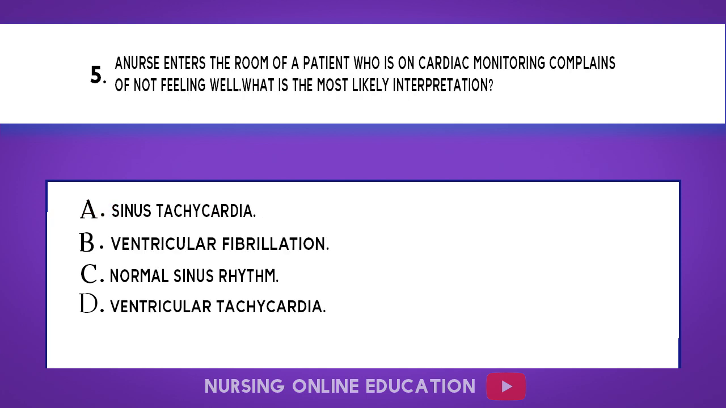5. A nurse enters the room of a patient who is on cardiac monitoring and complains of not feeling well. What is the most likely interpretation? A. Sinus tachycardia, B. Ventricular fibrillation, C. Normal sinus rhythm, D. Ventricular tachycardia. The answer is option D, ventricular tachycardia.